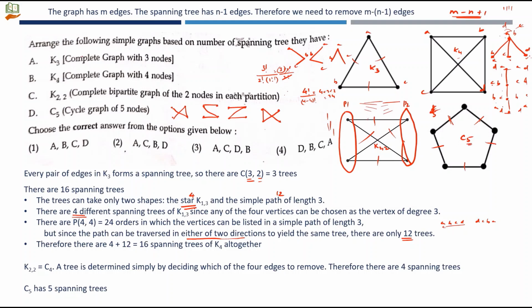Just mark A is having 3 spanning trees, B is having 16 spanning trees, C is having 4 spanning trees and D is having 5 spanning trees. What is the arrangement based on the number of spanning trees? We'll start with A followed by C followed by D followed by B. A, C, D, B. Option number 3 will be the right answer.